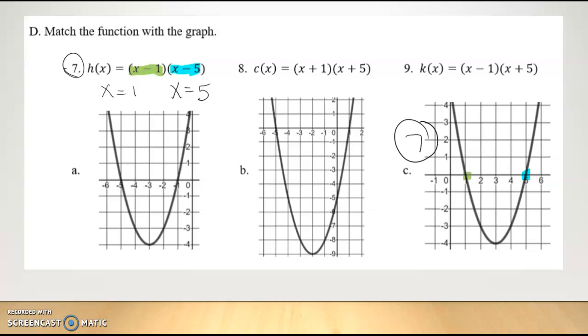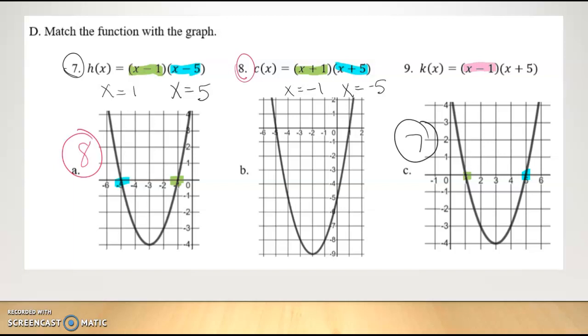Let's look at the same thing here. The opposite of a +1 is a -1, and the opposite of a +5 is a -5. And if I look at my graphs, I see that this one has x-intercepts of -1 and -5. So number 8 will match with graph A, which means number 9 should match up with graph B.